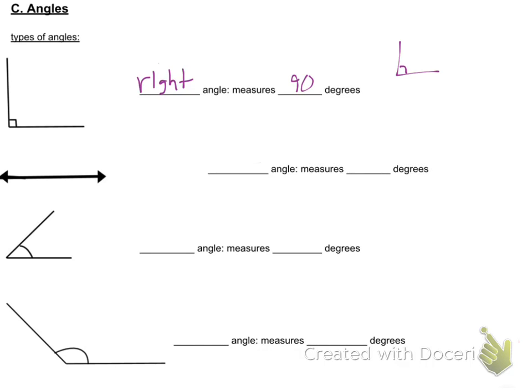Next one. A lot of students get this one wrong. What kind of angle is that? 180. It is 180 degrees. I'll agree with that. That's not the name. What's the name of that angle? It's a straight angle. Straight angles measure 180 degrees. It is basically just a line.